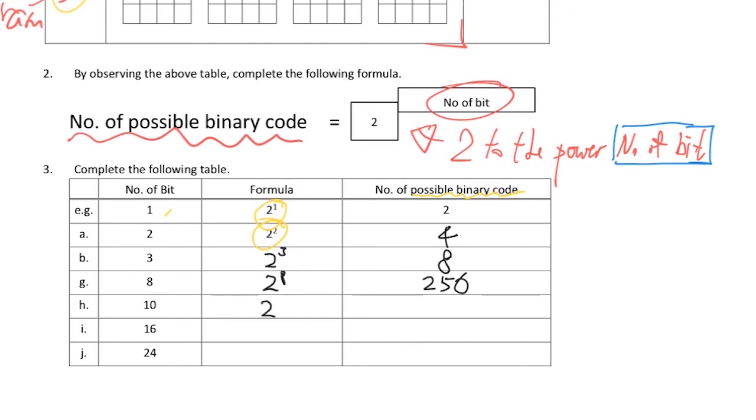And then 2 to the power 10, 2 to the power 16, 2 to the power 24. For these cases, you should try to use the calculator to find them out. I will give you the answers here, but I want you to try them with the calculator. So for 2 to the power 10, it should be 1024. 2 to the power 16 is 65536, and then 2 to the power 24.